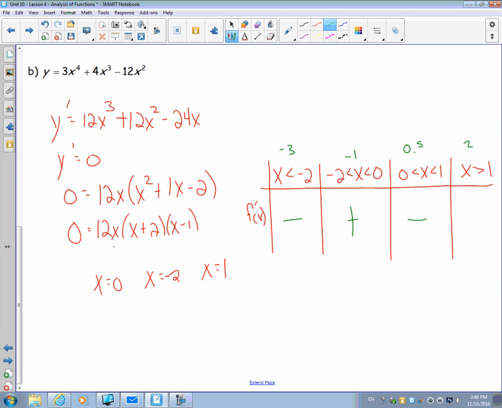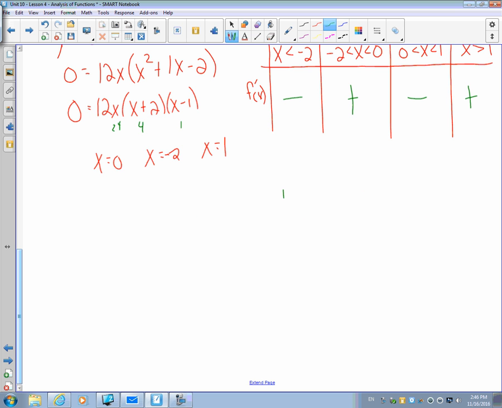We'd end up with 24, 4, and 1. And I have all positives, so I have a positive answer. So what can we say about this function? We know where it's increasing. It's increasing when x is between -2 and 0, and also when x is greater than 1, and we could say it's decreasing at the other spots, the negative spots. So less than -2 and between 0 and 1.